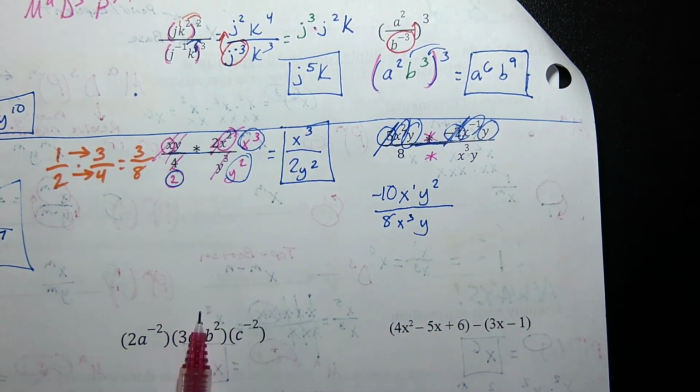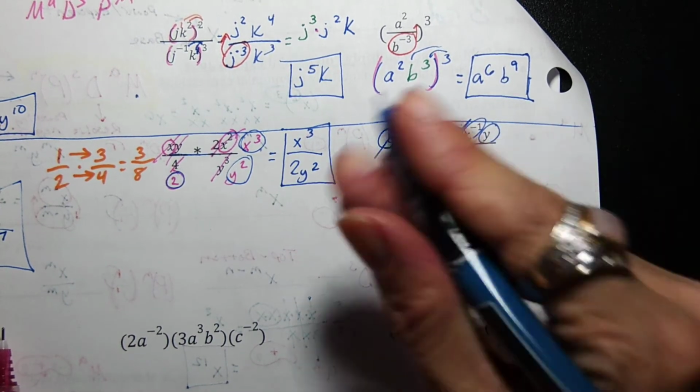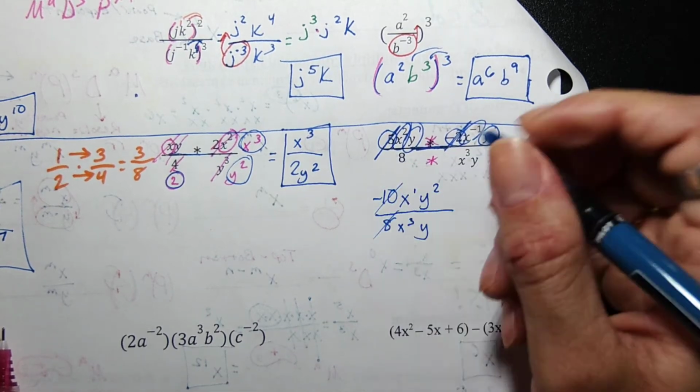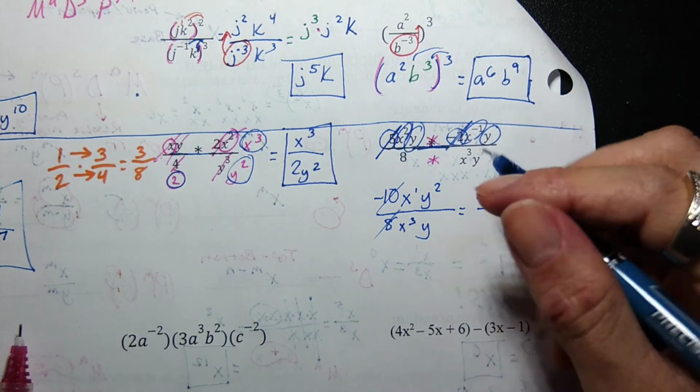So if you didn't like the cross simplifying stuff we did on the last problem, you can just multiply everybody together into one fraction first, and then we can simplify. So folks, looking at negative 10/8, what can I take out of both of those? A 2. So negative 5 and 4.